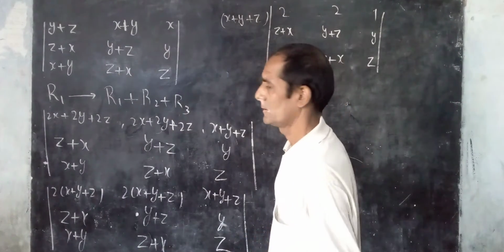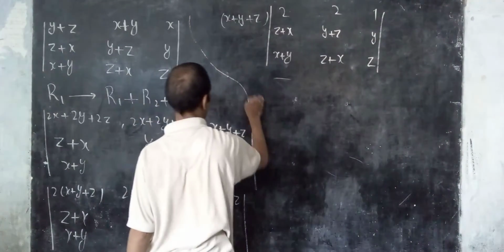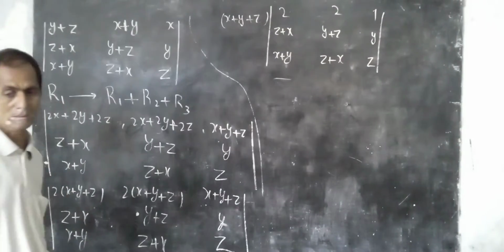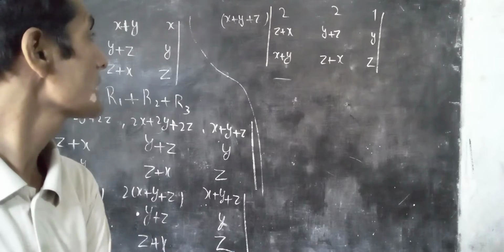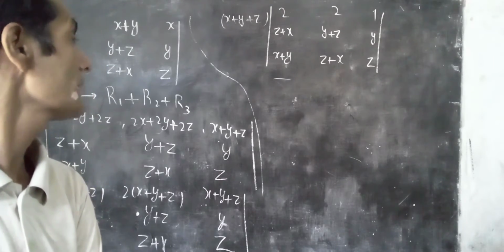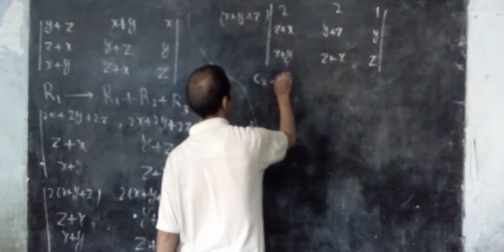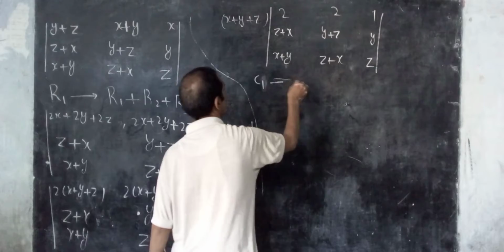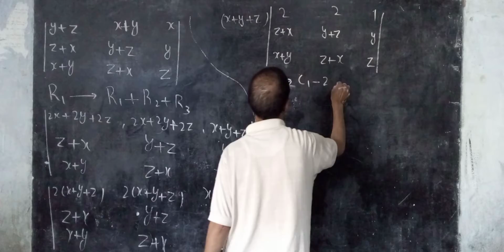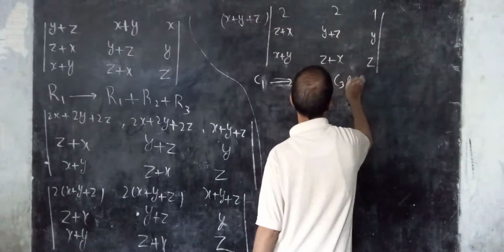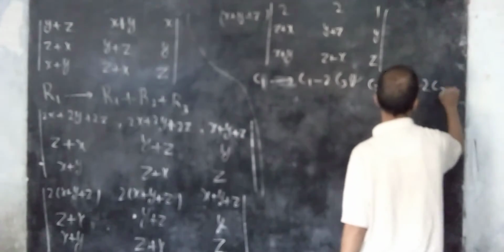Now we make maximum zeros. At this stage, to make maximum zeros in the first row, how do we do it? Replace C1 by C1 minus 2 times C3, and C2 by C2 minus 2 times C3.